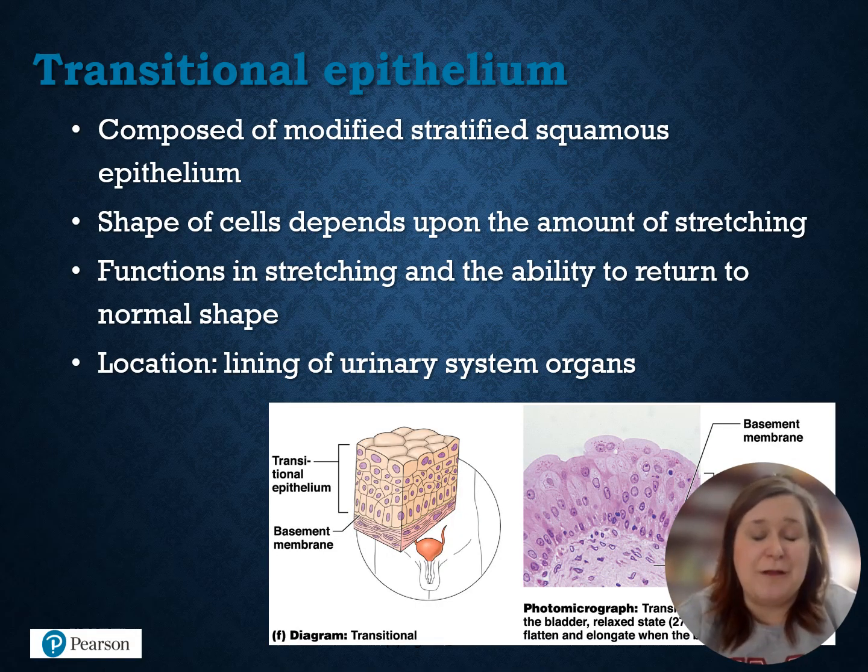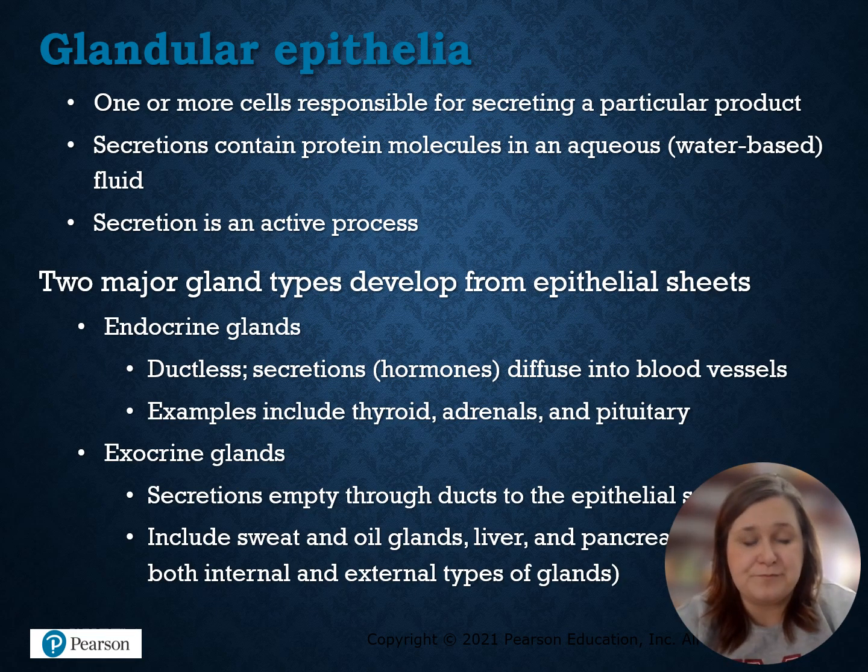We also have transitional epithelium. This is a really special type of epithelium. This is going to be composed of modified stratified squamous epithelium. The shape of the cells is going to depend on the amount of stretching, but they often look like little umbrellas under the microscope. And it functions in stretching and has the ability to return back to normal shape. So this is going to be for organs that expand and then shrink down, like our urinary bladder, which is composed of transitional epithelium.